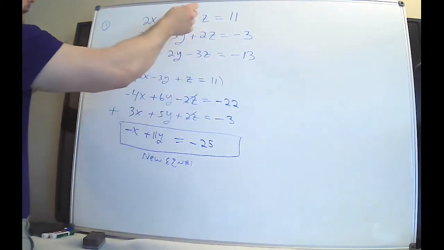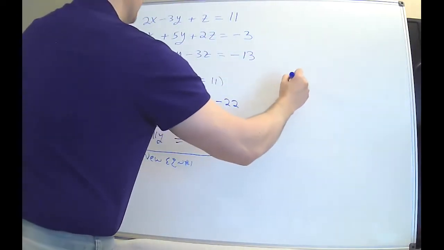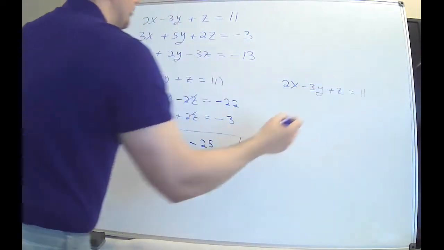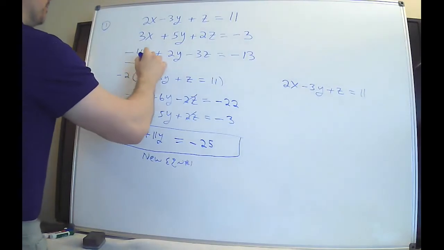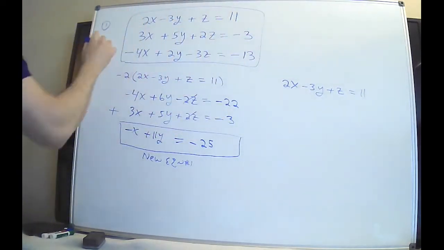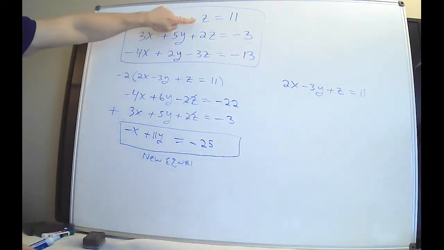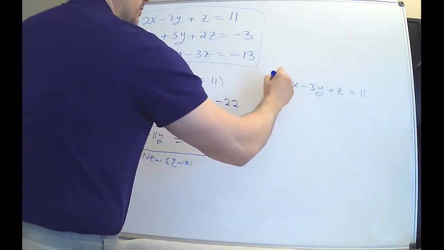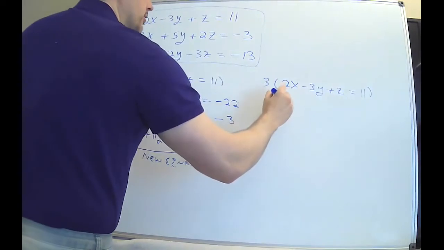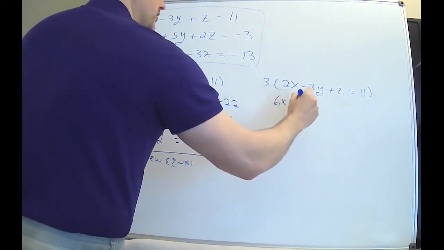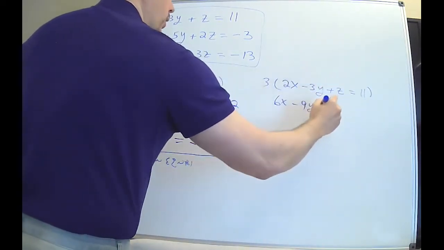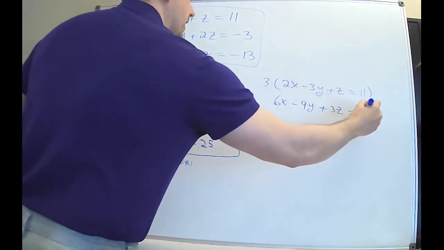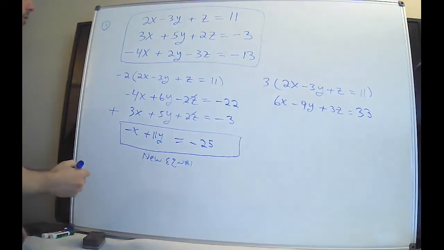This time I'm going to take the top one, so I'm going to write it again. And I'm going to use the bottom one, my original equation. What do I need there? I have a -3. I need a +3 there. So I'm going to multiply everything here by +3. 3 times 2 is 6. 3 times -3 is -9. And then 3 times 1z, 3z. 3 times 11, 33. Be careful. If you write the wrong number, it's going to be wrong.